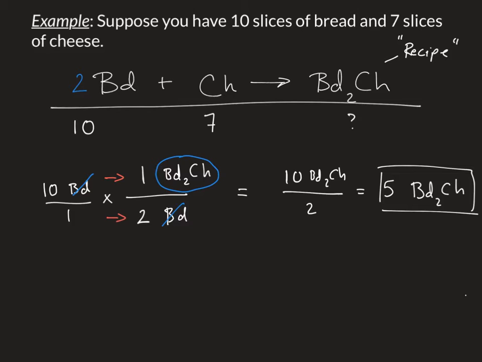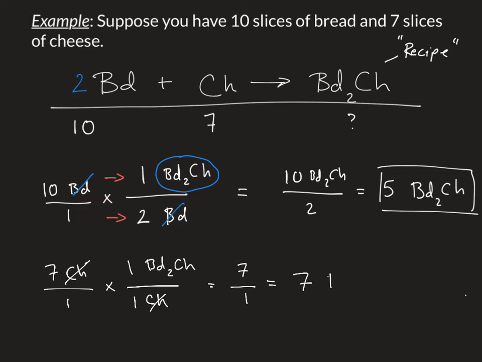So we have 7 slices of cheese over 1, right? And then we're canceling cheese in this instance. And in the chemical equation above, we only have 1 slice of cheese for every 1 sandwich that we make. That gives us 7 divided by 1, which ultimately gives us 7 sandwiches.